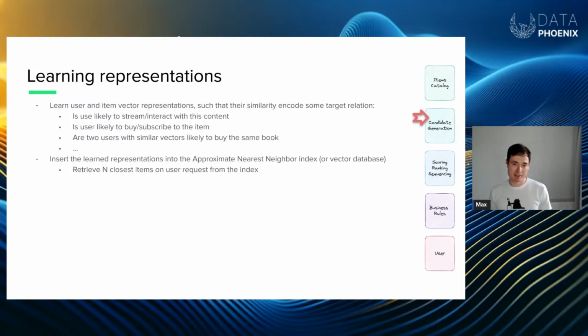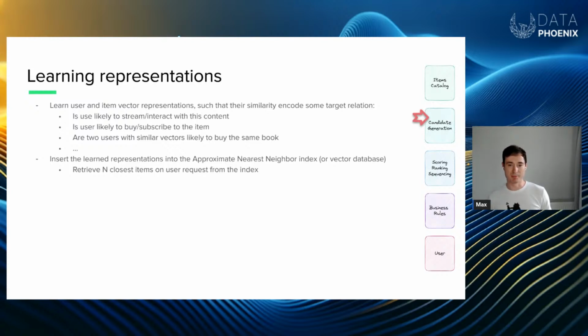The idea here is that we would want to learn vector representations for the users and the items in a specific way, such that the similarity between those two vectors, like the dot product or the cosine similarity, encodes some target relationship that we care about. For example, is the user likely to interact with the content? Is the user likely to subscribe or buy an item? Or are two users with similar vectors likely to buy the same product?